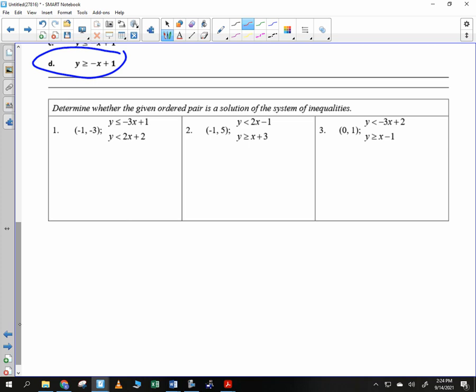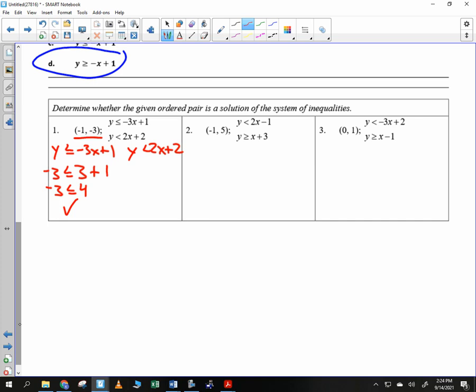So let's see if these are solutions to these two equations. I will do both of them. y less than or equal to -3x plus 1 and y less than 2x plus 2. So what value do I plug in for y? Is -3 less than or equal to -3 times x? What's -3 times x? So -3 times -1 will give me 3, and then plus 1. Is -3 less than or equal to 4? Is that true? Yeah, so it satisfies the first inequality.